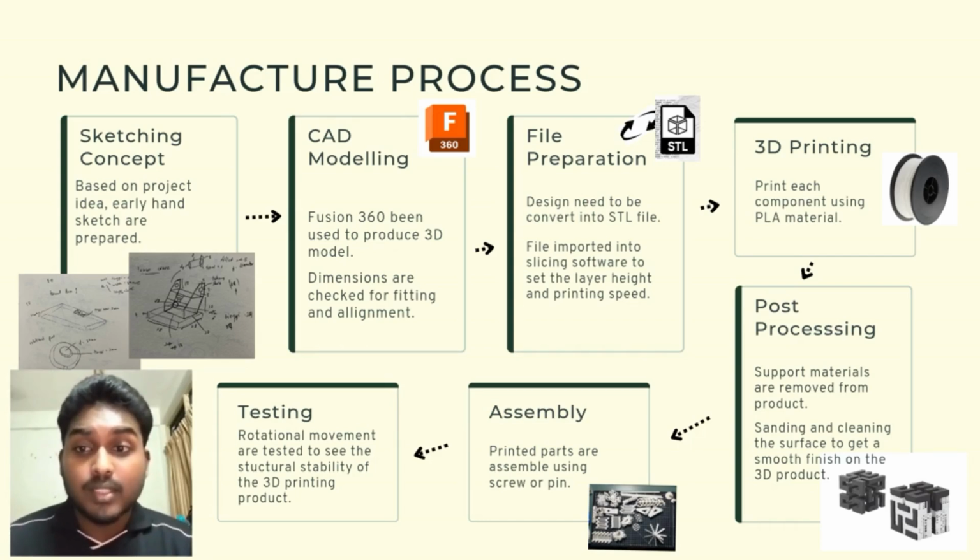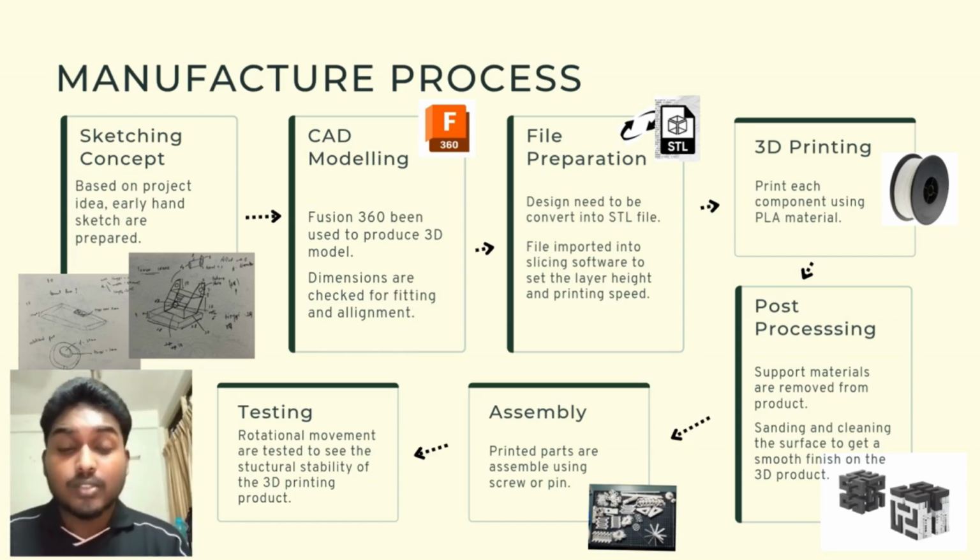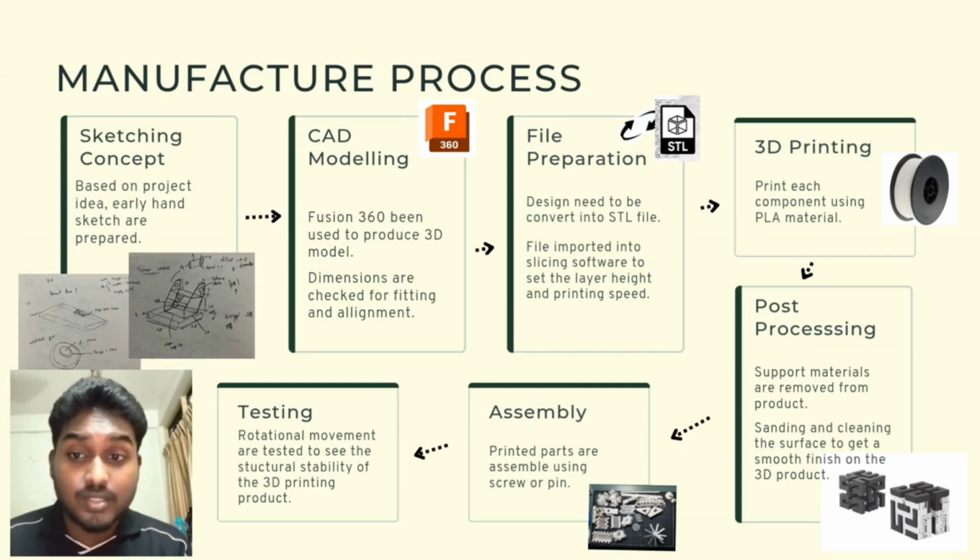Okay, so third I'm going to talk about the assembly. So assembly is assembling the printed parts using screws. Testing is about a rotation movement test to see the structural stability of the 3D printed product.